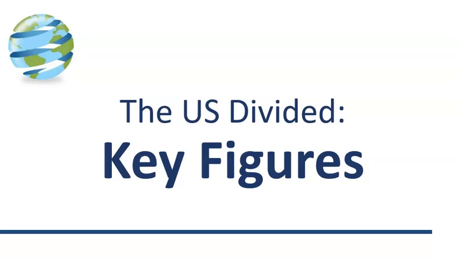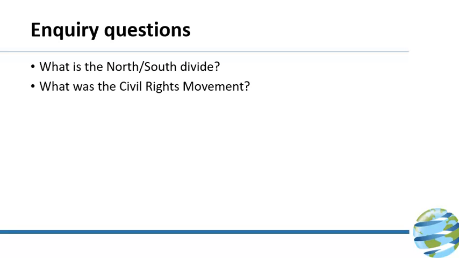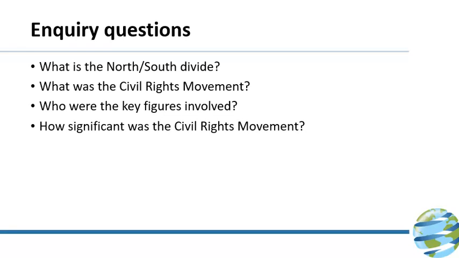This session is a continuation of our Black Lives Matter unit, and we are continuing to look at the divisions in the US, today focusing on key figures. Some of the questions that we're going to focus on throughout this session are things such as, what is the North-South divide in America? What was the Civil Rights Movement? Who were the key figures involved in the Civil Rights Movement throughout the late 19th and 20th centuries? And how significant was the Civil Rights Movement in terms of improving the rights of African American citizens in the US?